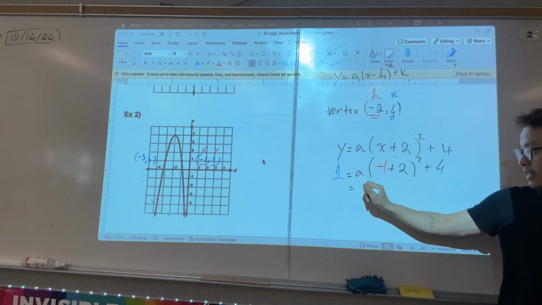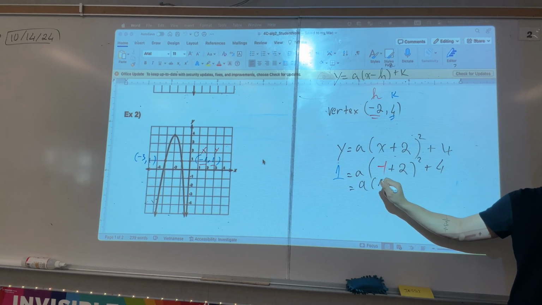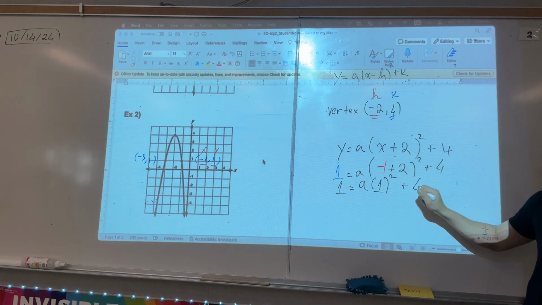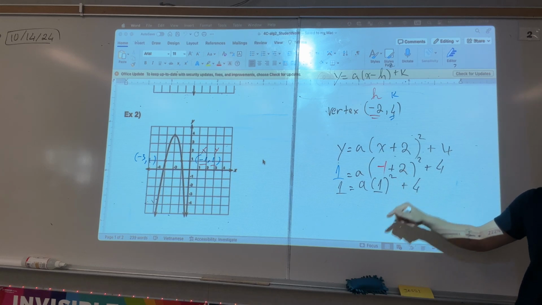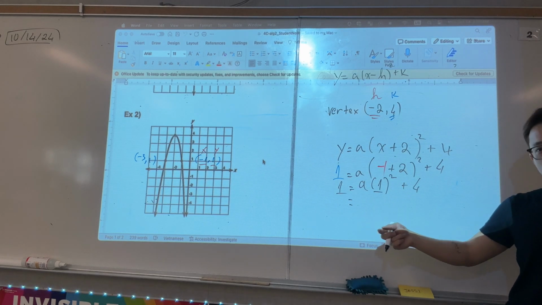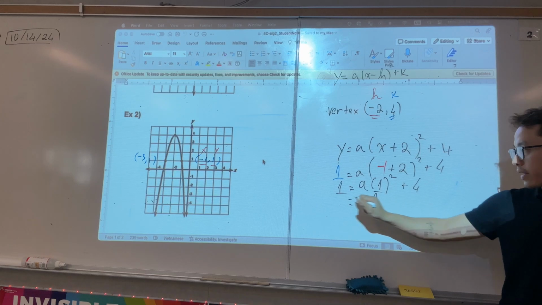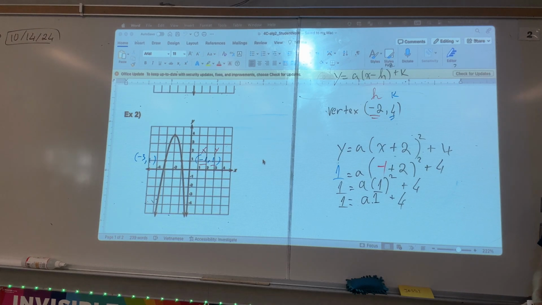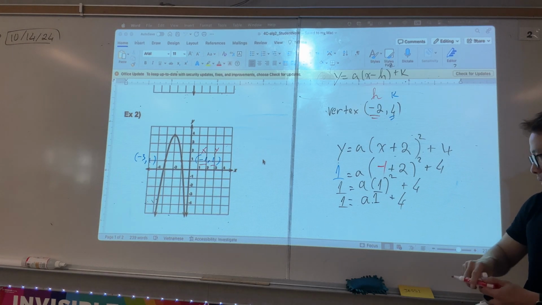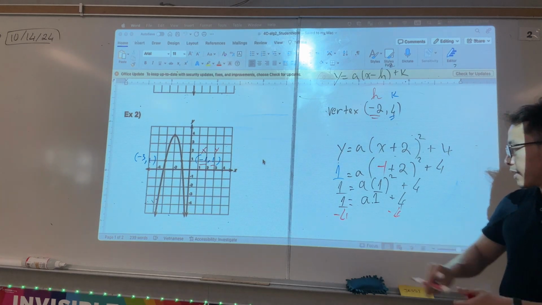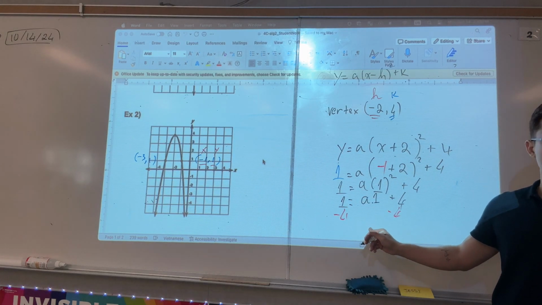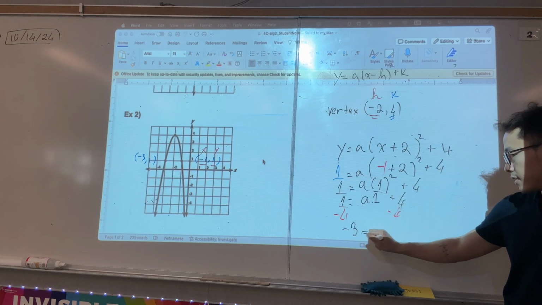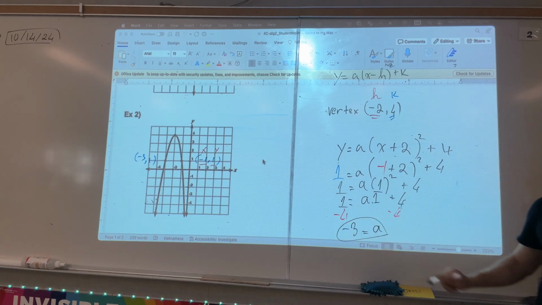Yeah, -1 plus 2, parentheses, right? -1 plus 2 is 1. And after the parentheses, we go to the exponent. 1 squared is? It's 1 times 1, still 1. Okay, I'm going very slow here. Now, what are we going to do next, Jesse? Subtract 4 from both sides. Whatever you do to one side, you do to the other side, right? So 1 minus 4 is -3. A times 1 is just A, you don't need to write the invisible 1. So A is negative 3.